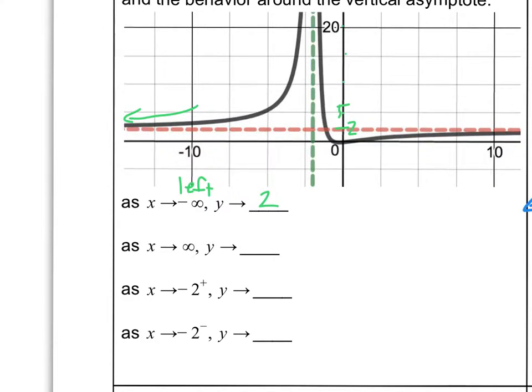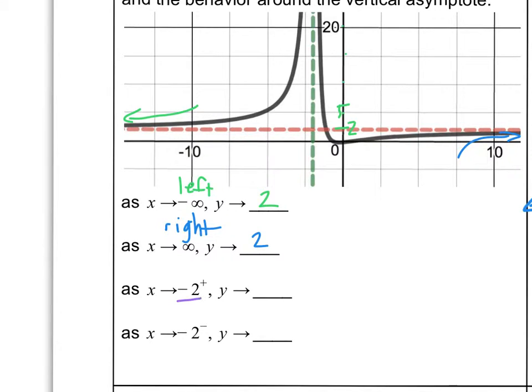So in looking at this, that is coming down to a height of 2 going to the left. And if I look at the next one going to the right side, it's coming up to a height of 2 as well. If you have a horizontal asymptote, both of the end behaviors, basically what these are called, are limits, are going to be the same value.